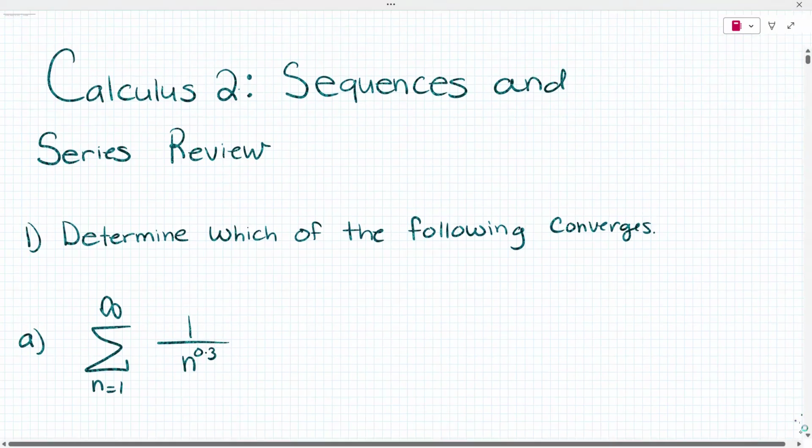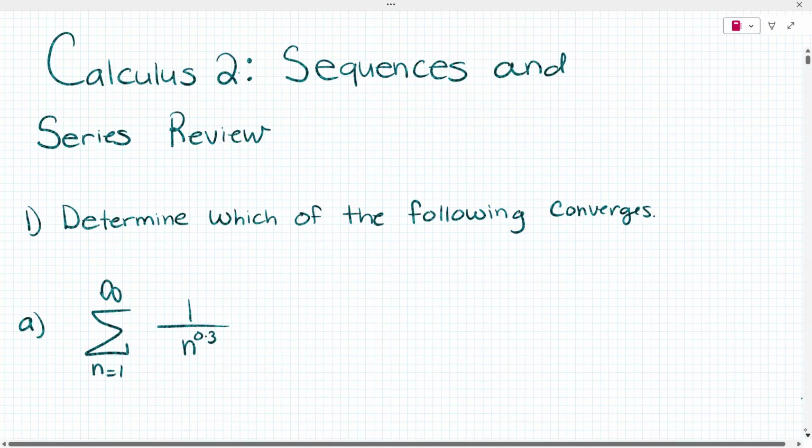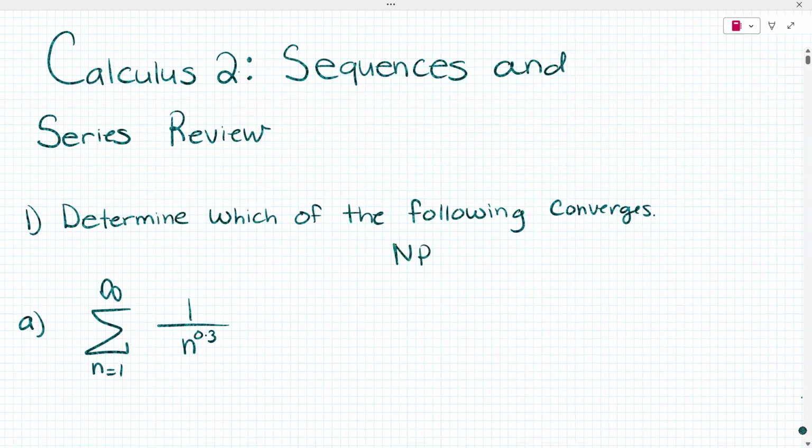So let's start with letter A. Does this converge? What we could do is use the riddle: Nice Penguins Goes Camping In The Arctic Region, or N P G C I T A R R. This is a little riddle to help us figure out which tests we can use.